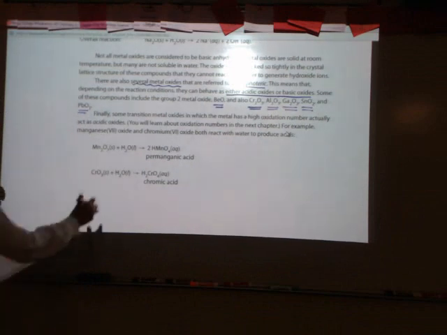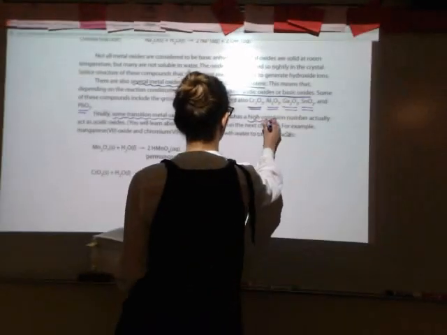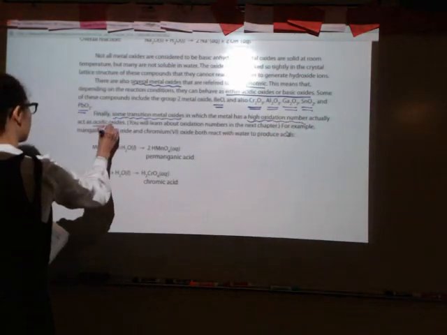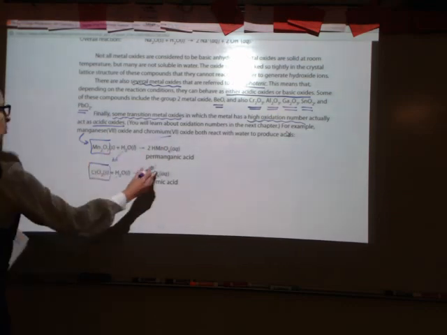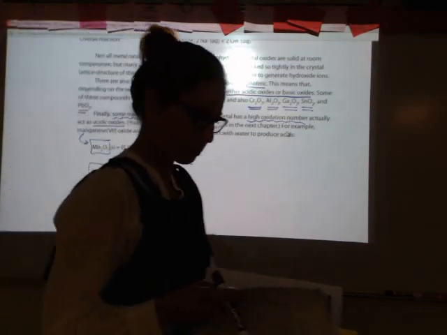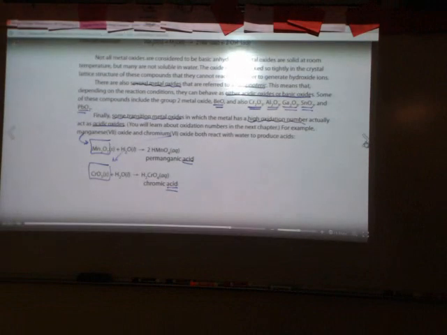Some transition metal oxides that have a really high oxidation number are acidic oxides. Okay, so these are going to be things like manganese 7 oxide, which is right here, or chromium 6 oxide, which is right here. You'll notice that they actually react with water to produce an acid. Let's take a look at the quick check on the next page.